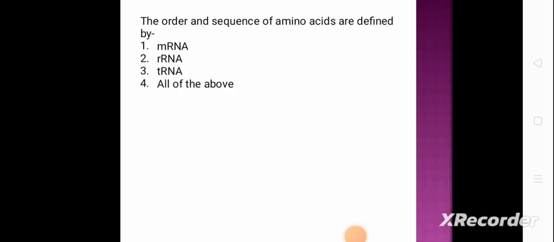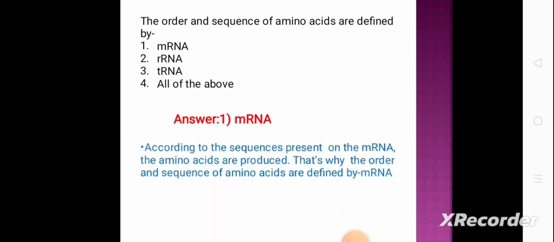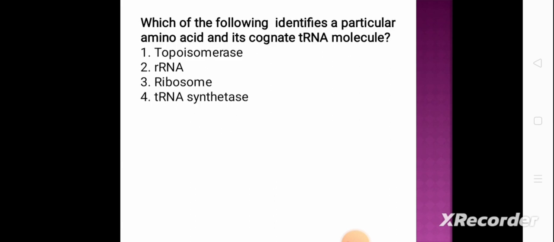Next question. The order and the sequence of amino acids are defined by option 1, mRNA, option 2, rRNA, option 3, tRNA, and option 4, all of the above. And the correct answer is option 1, that is mRNA, that is messenger RNA. According to the sequence present on the mRNA, the amino acids are produced. That is why the order and sequence of amino acids are defined by the mRNA or messenger RNA.